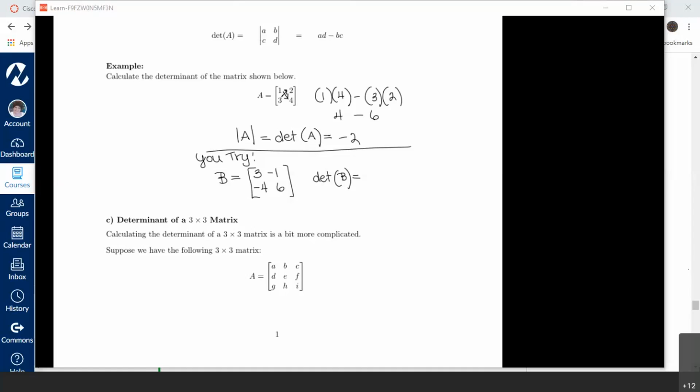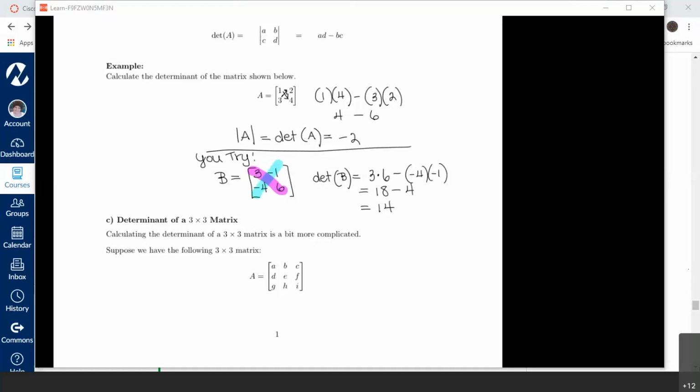Okay, everybody who tried it is getting 14. Good for you. Okay, so again, let's do the diagonal business again. First, 3 times 6, right? And then the diagonal going the other way, minus -4 times -1. Okay, so that's 18 minus 4, which is 14. Okay, everybody comfortable with that?